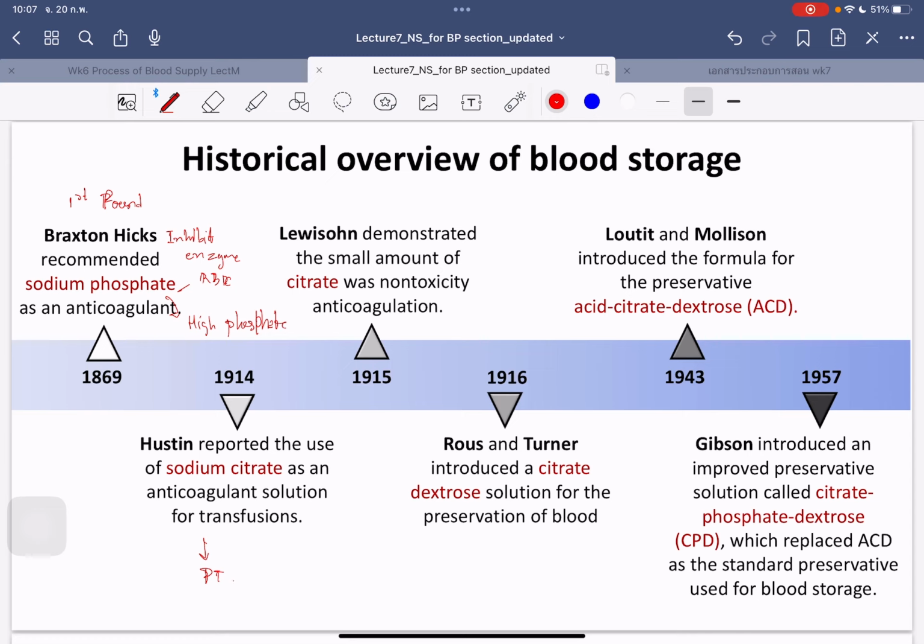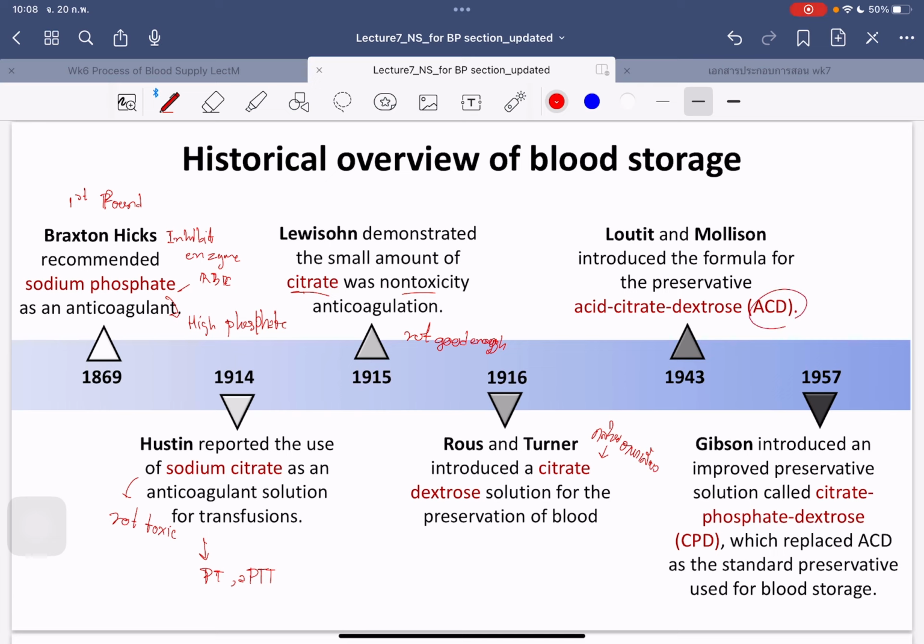And with this one, they already confirmed that the use of sodium citrate is not toxic to the human body. By the way, the purpose of storing blood components is to extend the shelf life of the red blood cell, and sodium citrate seems to be not good enough. So they introduced another one, that is citrate dextrose. When you have dextrose, it means that the cell will have a little bit more glucose that can produce energy. By the way, it seems to be not good enough. So the first one is acid citrate dextrose, and right now we use the formula citrate phosphate dextrose, or CPD.